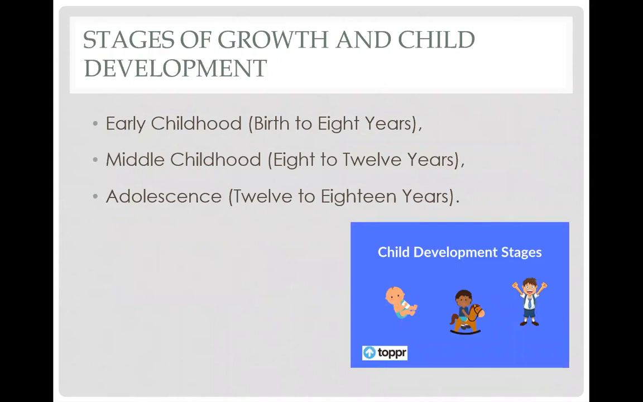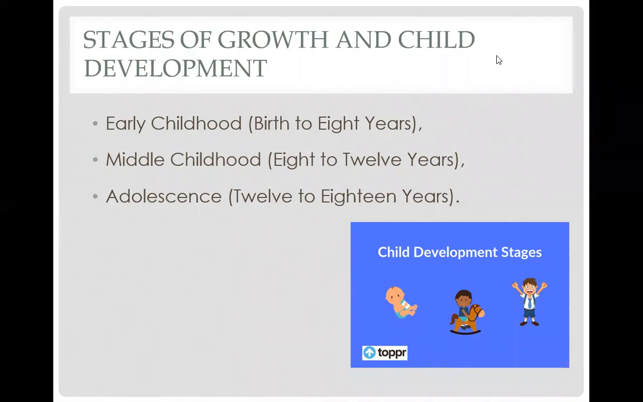Okay, now we come to the first aspect of development, that is physical development. Under physical development, especially about growth, we can divide the period of a child into different stages. Now you can see here early childhood, birth to 8 years, middle childhood 8 to 12 years, and adolescence 12 to 18 years. But there is one missing part here, that is called prenatal period.